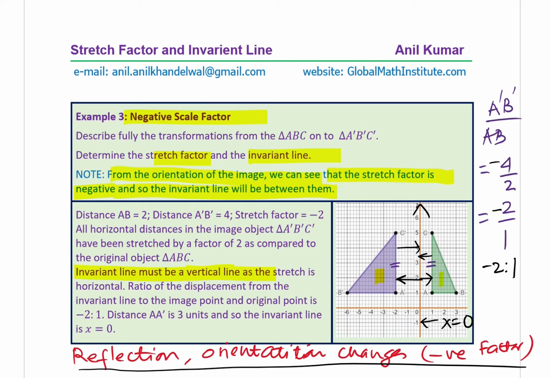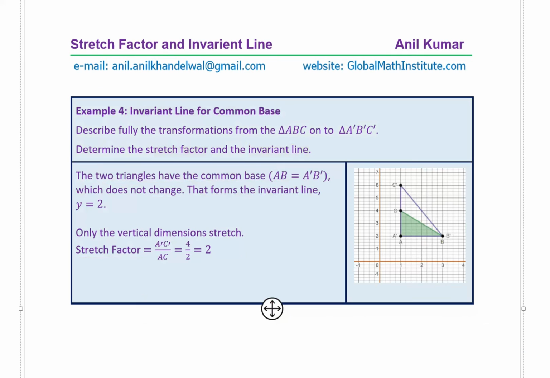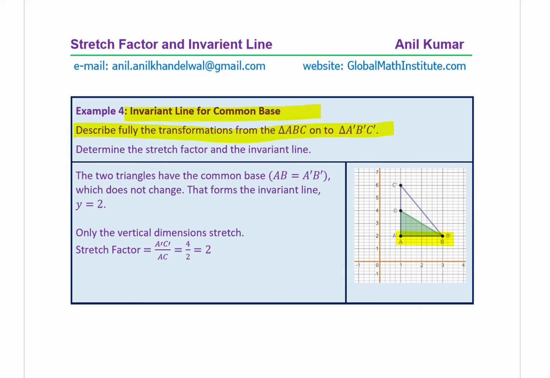Is that clear to you? That is how we're finding it. So I hope that is absolutely clear. Now, let's take another example. Here it is a very interesting example in which we have a common base. You can see in the figure that the two triangles, the original solid green and the other one blue, which is the stretched transformed triangle. So in this case also, you need to describe the transformation from the triangle ABC to A dash B dash C dash, and then you need to determine the stretch factor and the equation of the invariant line.